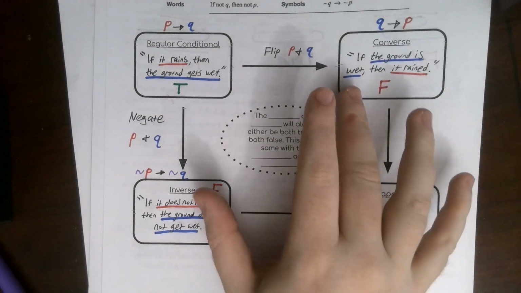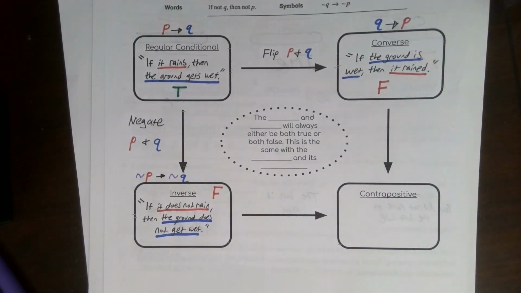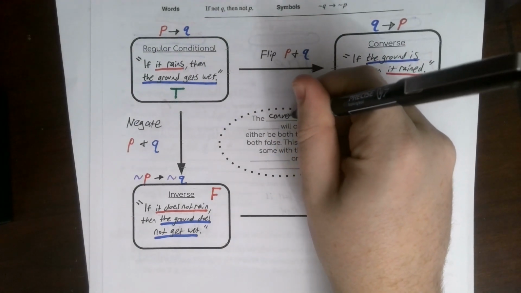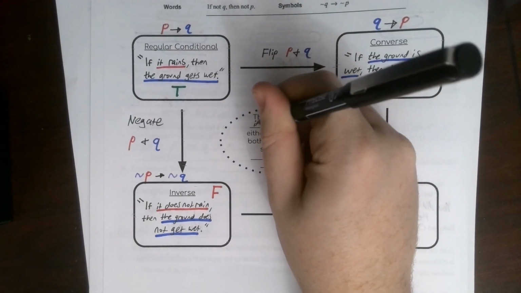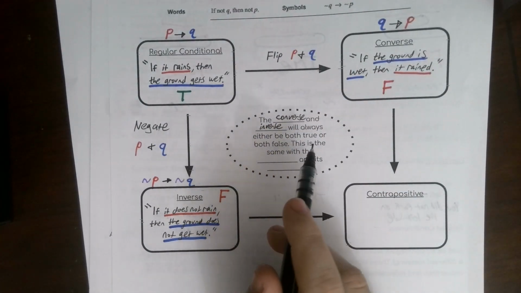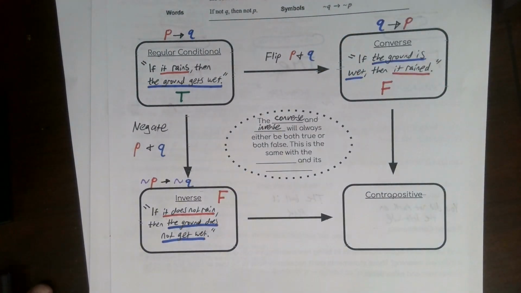Like we mentioned before, there is an inherent link between the converse and the inverse. In both cases that we've shown, they were both false for the same reasons. As it turns out, the converse and inverse will always either both be true or both be false. It's because they're saying the same thing.